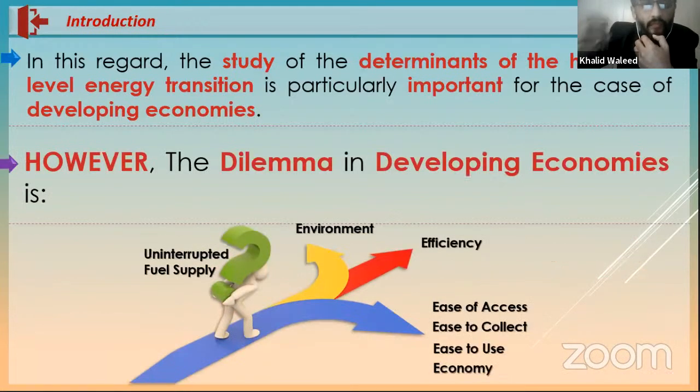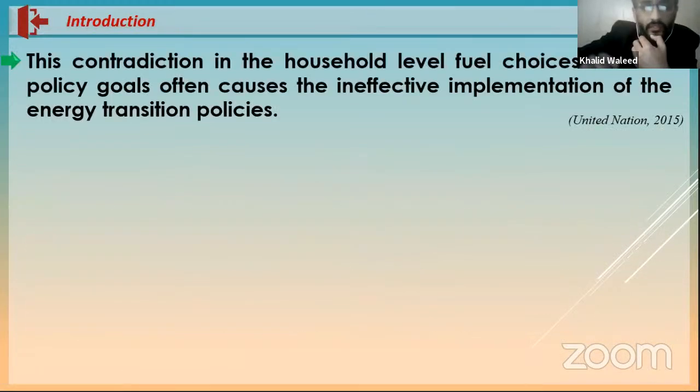However, the dilemma of developing economies is that households need uninterrupted fuel supply, but they only consider these four dimensions of fuels, which are ease of access, ease to collect, ease to use, and the economy dimension, but they totally ignore the dimensions of efficiency and environment. Therefore, this contradiction between household level fuel choices and the policy goals often causes the ineffective implementation of energy transition policies.